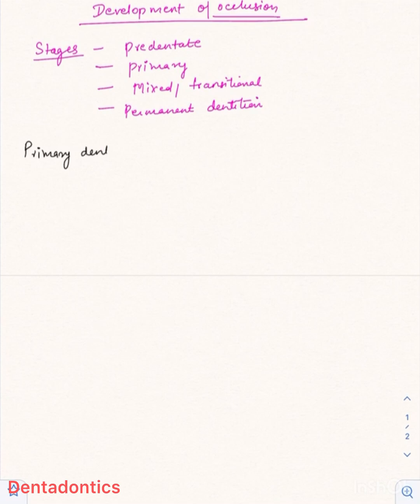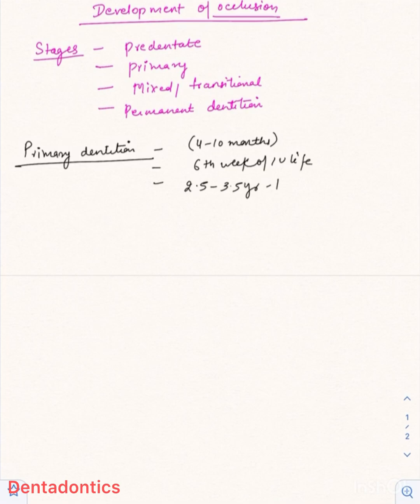So primary dentition, as we know, the first primary tooth to erupt is the mandibular central incisor, which erupts at 4 to 10 months of age, but its initiation starts at 6 weeks of intrauterine life. To establish the proper occlusion of primary teeth, it takes 2.5 to 3.5 years.